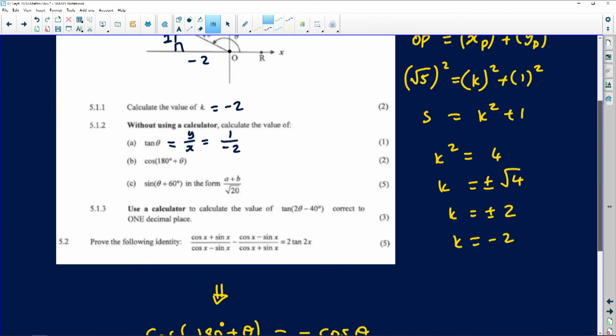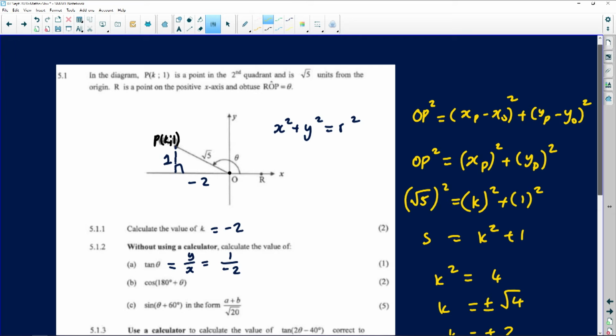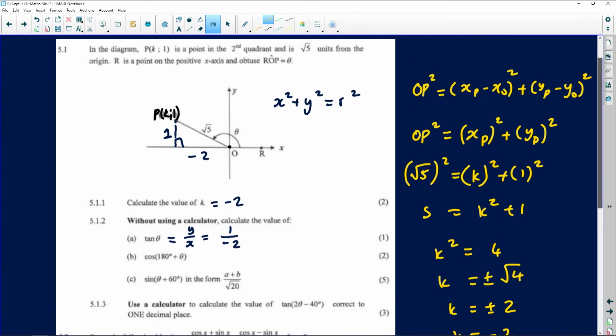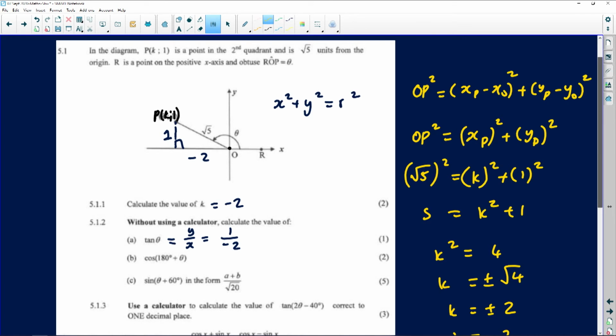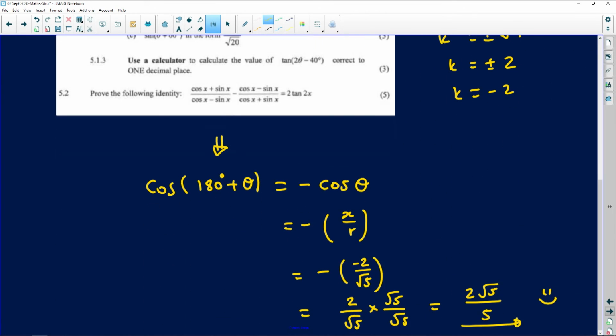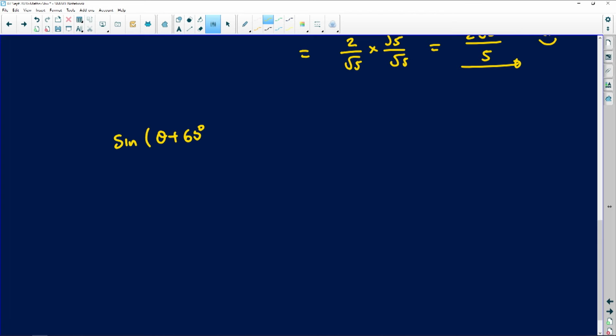Right, I'm pressed for time, so I'm going to be quick and do this one: sine of theta plus 60 degrees in the form a plus b divided by the square root of 20. So sine of theta plus 60 degrees. What I'm going to do now is apply my knowledge of compound angles. You want sine of theta plus 60 degrees.